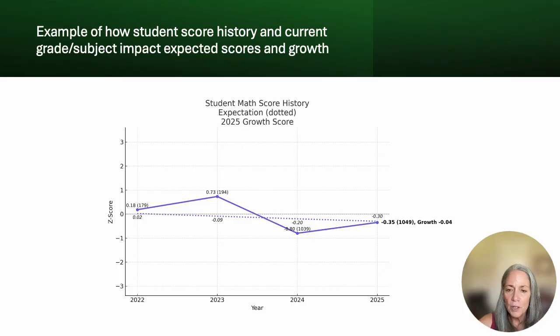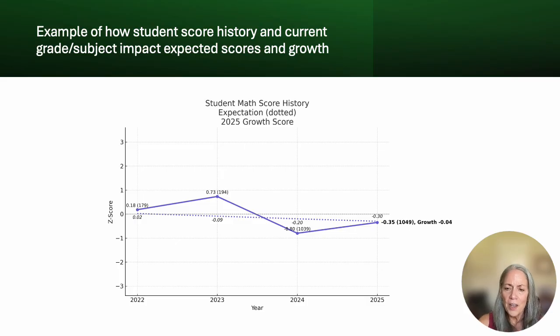Well, now they're very close to expectation. They were expected to get a z-score of a negative 0.30. So those 10 scale score points were very, very close to getting the student to have met growth. But they weren't enough, and the reason is in their score history.